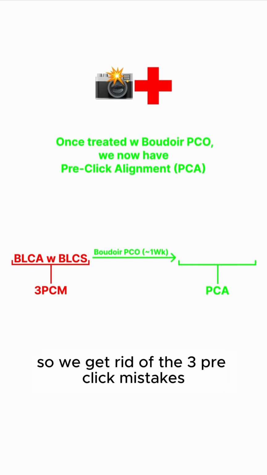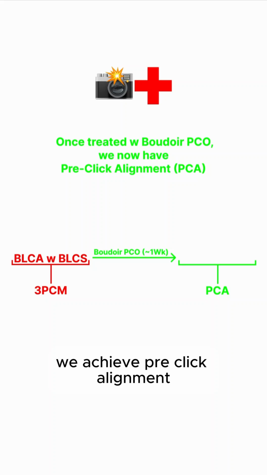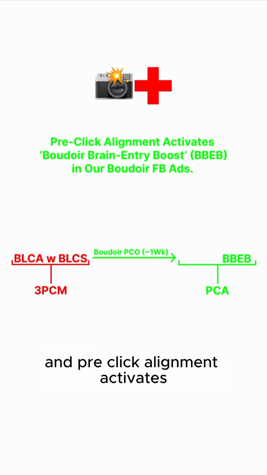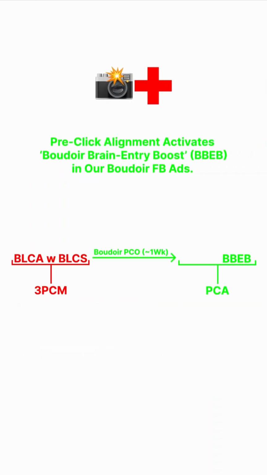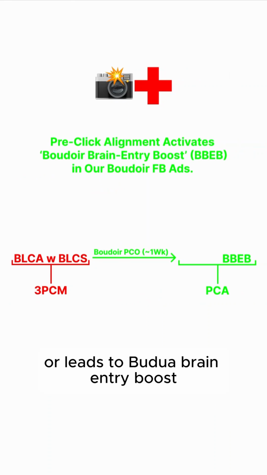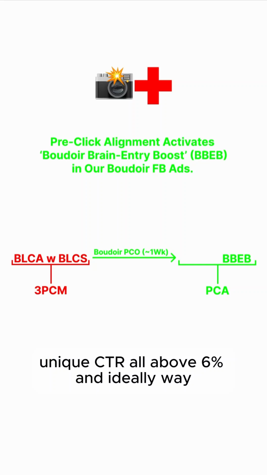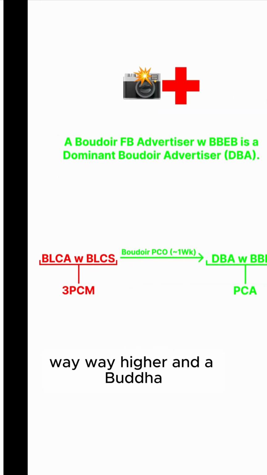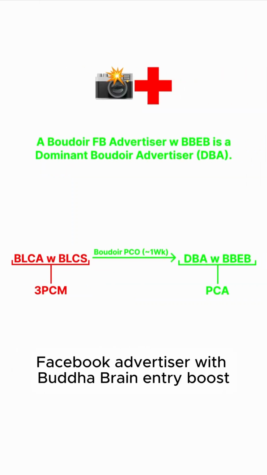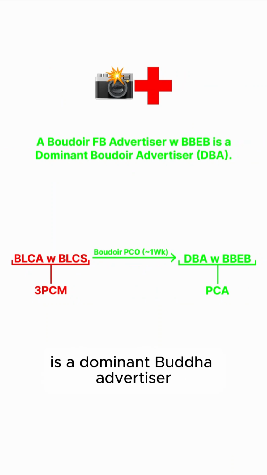So we get rid of the 3 pre-click mistakes. We achieve pre-click alignment. And pre-click alignment activates or leads to boudoir brain entry boost in our boudoir Facebook ads. Basically, we've got our unique CTRL above 6%, and ideally way, way, way higher. And a boudoir Facebook advertiser with boudoir brain entry boost is a dominant boudoir advertiser, a DBA.